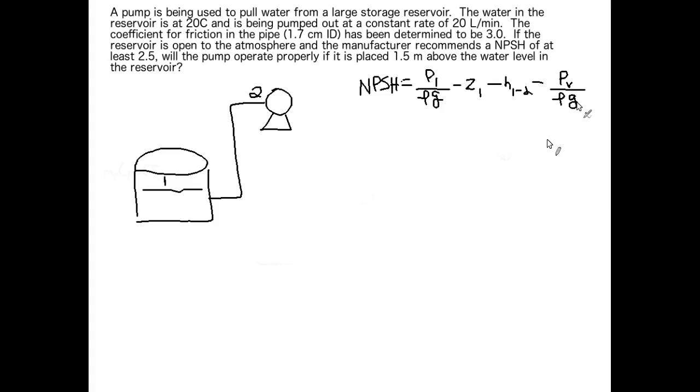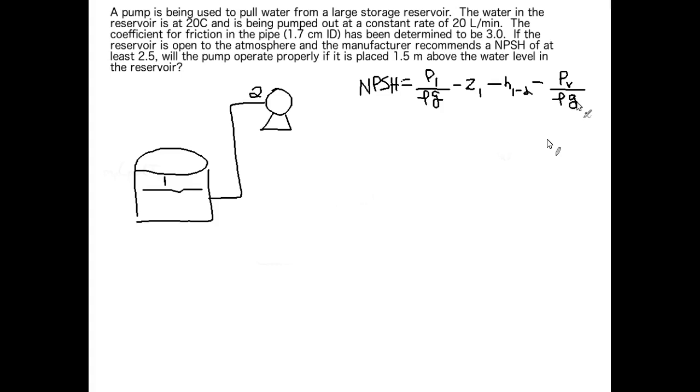Taking a look at the terms we're given in the problem. We have the pressure at point 1 because we know the reservoir is open to the atmosphere, so that's atmospheric pressure. We know Z1 because we know the distance between the water level in the atmosphere and the pump. And finally, we know the vapor pressure and density. It's not given to us, but we know we've got water at 20 C, and we can just look those up in standard steam tables. We also have the friction losses. We don't have them directly, but we can calculate them.